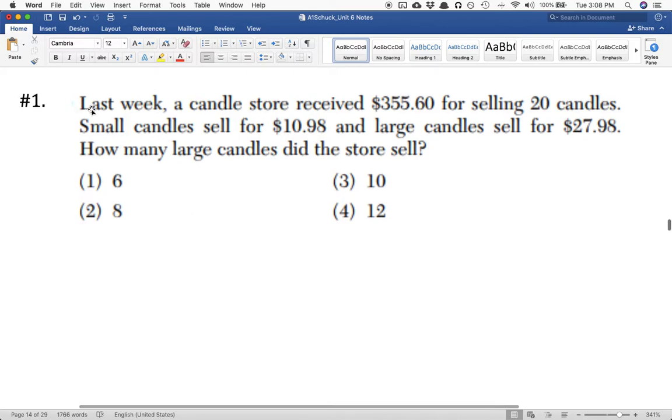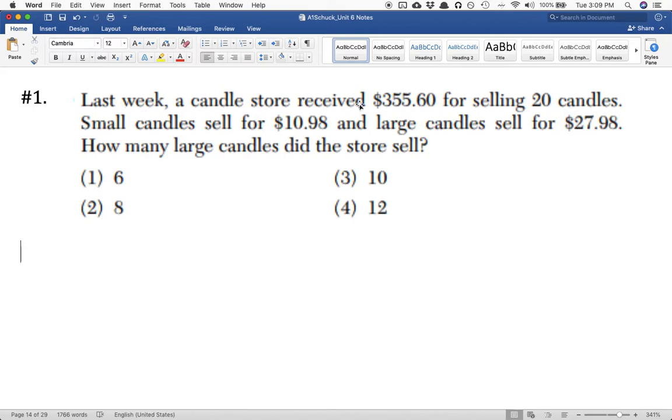So example number one. Last week, a candle store received $355.60 for selling 20 candles. Small candles sell for $10.98 and large candles sell for $27.98. How many large candles did the store sell?